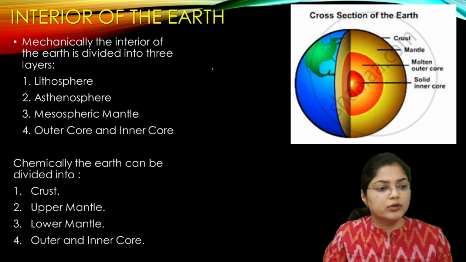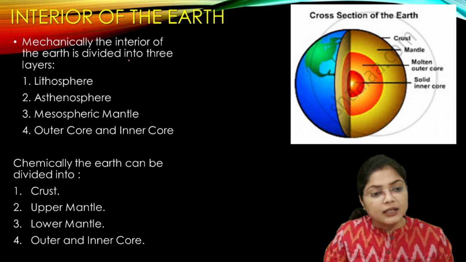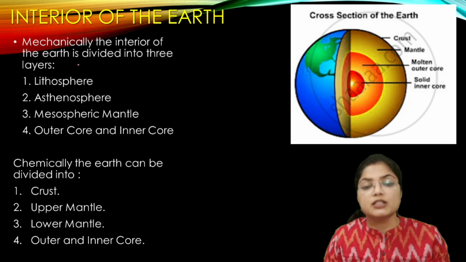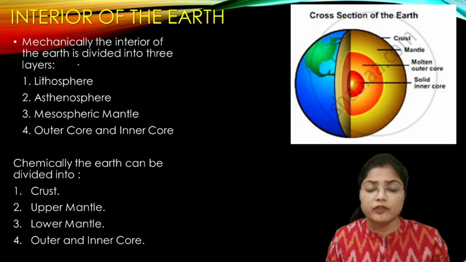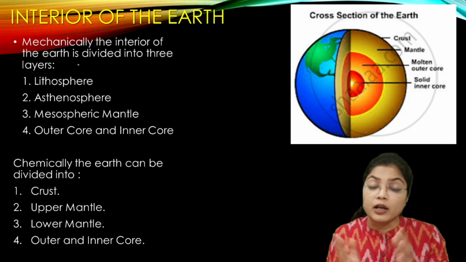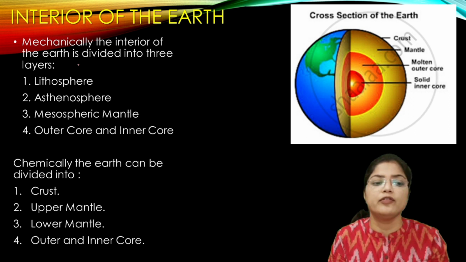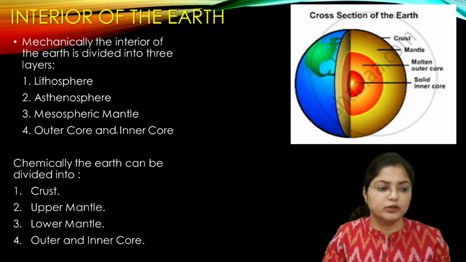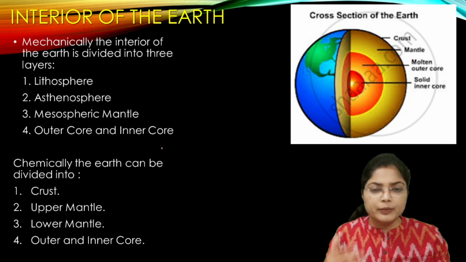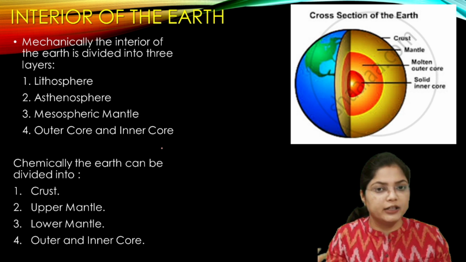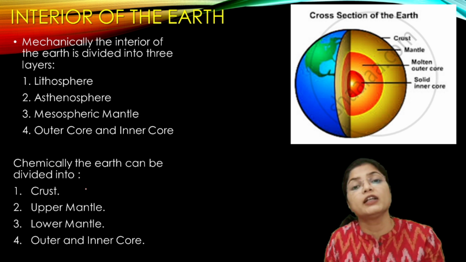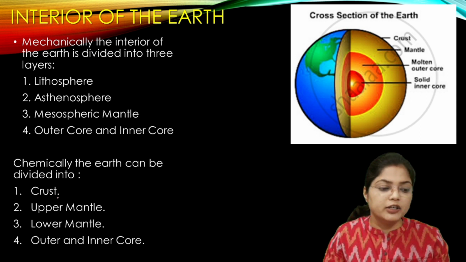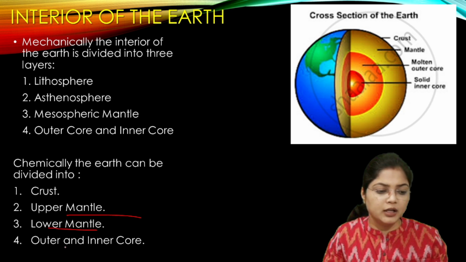Okay, so now here you can see we have written mechanically the interior of the earth. Mechanically means physically. What we see, is it solid, liquid, gas or viscous? According to that physical appearance, we have different layers. And these layers are lithosphere, asthenosphere, mesospheric mantle, outer core and inner core. I will be dealing with all of these layers in detail later on. Then chemically, means upon different chemical composition, the earth is divided into crust, mantle, lower mantle, outer and inner core.